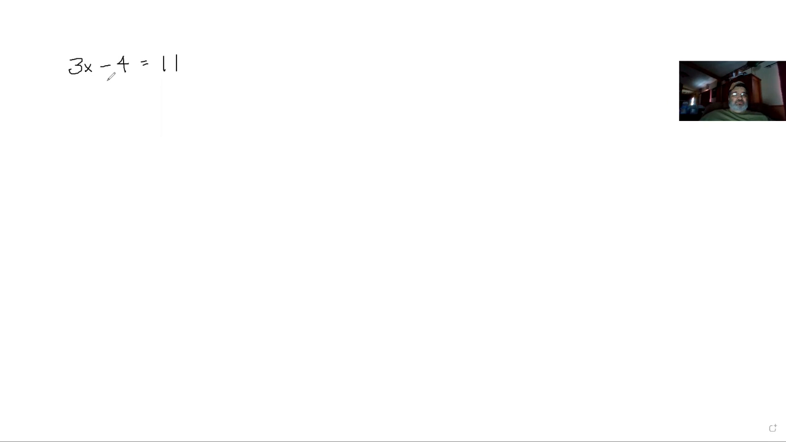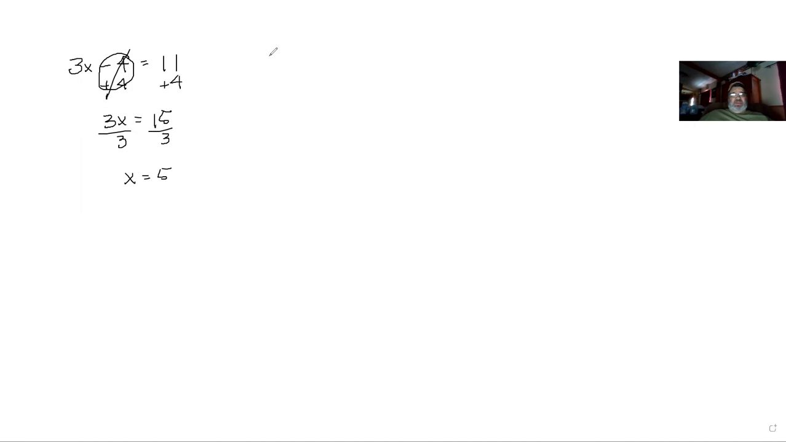So first thing we're going to do, we're going to add 4 to both sides of the equation. So what's going to happen is these are going to negate one another. Then we're left with 3x equals 15. Divide by 3 on both sides. We're left with x equals 5. All right, so that's probably review for you. But this same idea can be used in something a little more complex.